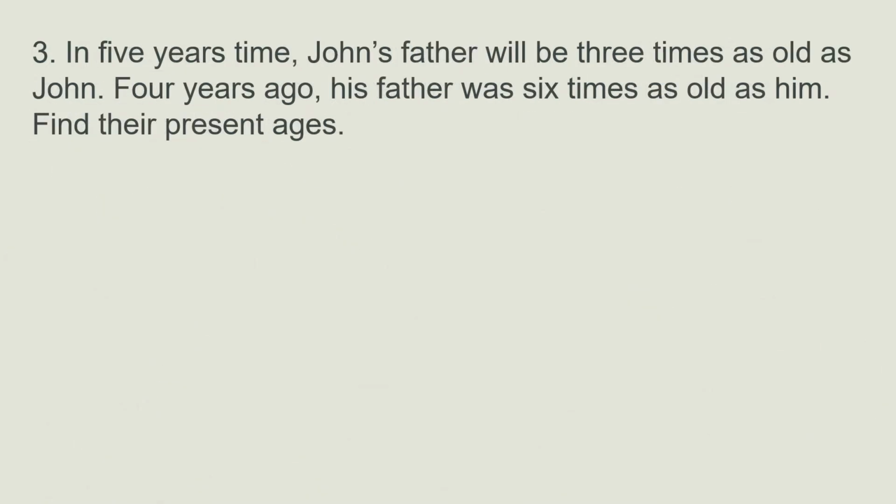Okay, let's have the third one. So we have here an age word problem. In 5 years' time, John's father will be 3 times as old as John. 4 years ago, his father was 6 times as old as him. Find their present ages. So as you can notice here, we are given three main timelines.